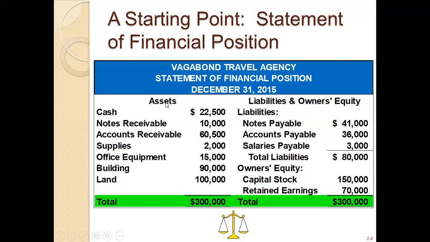You can see the assets and the number of different accounts used under assets, like cash, notes receivable, accounts receivable, supplies, office equipment, and building. That's the value of these accounts. Cash is at 22,500. And the receivables are simply accounts receivable and notes receivable.